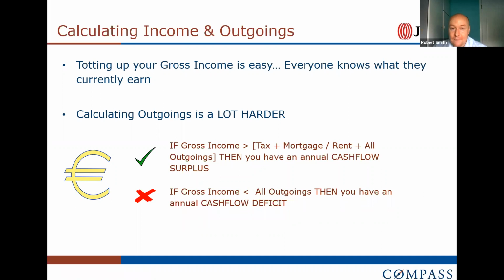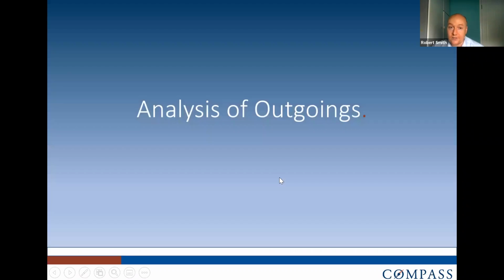So what does that look like? Well, if your gross income is higher than your tax plus your mortgage or rent and all outgoings, then you have an annual cash flow surplus. That's where everyone wants to be. That's where everyone wants to find themselves. You may have noticed that your cash flow surplus has shrunk recently due to inflation, but that's where we all want to be. In terms of your gross income, if it's less than all of those outgoings, then you have what's called a cash flow deficit. You don't want to be in that position. And knowing those incomings and outgoings is how you actually position or reposition yourself to find yourself in a surplus or a larger surplus than normal.